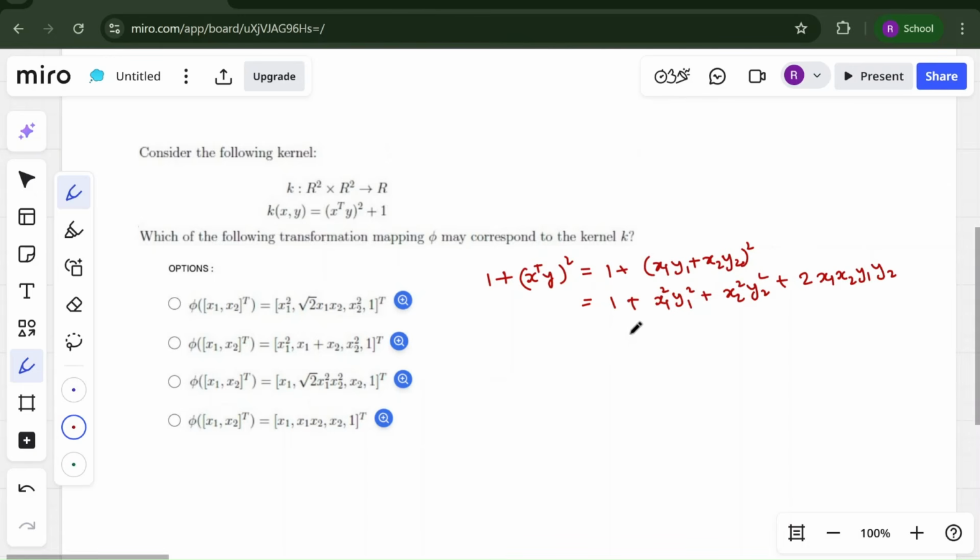From here itself, you can observe that you have a 1 here, and here you have the square terms of the first component, then the square terms of the second component, and then you have a 2 and the product of these components. So essentially this can be written as 1, x1 square, x2 square, under root 2 x1 x2, multiplied with the corresponding terms in y, y1 square.